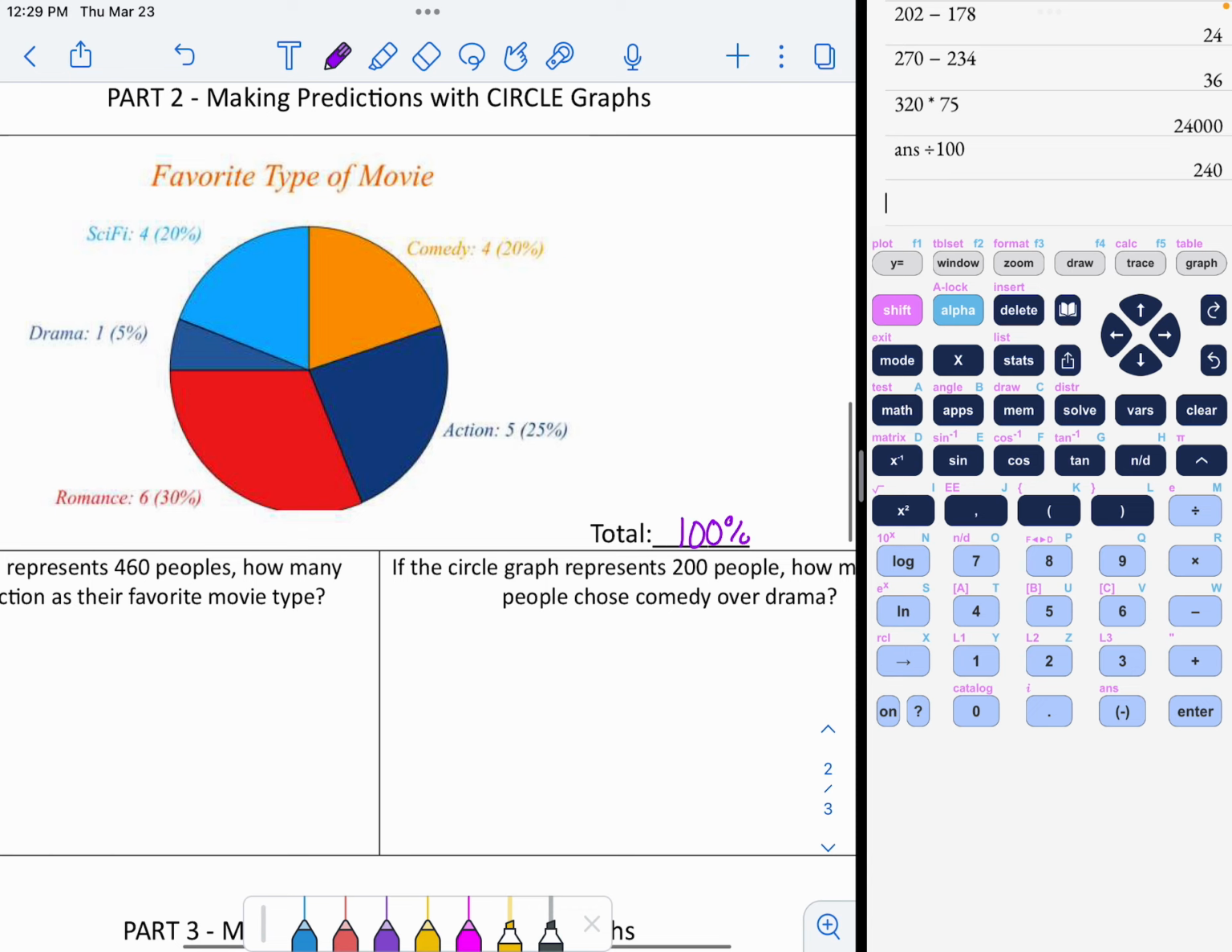Like if you add them up, take a look. If I do 20% plus 20% plus 25% plus 30% plus 5%, and I'm getting those from here, here, here, here, and here, that's 100%. Or you could just do how many people they asked. So 4, 4, 5, 6, and 1. So they asked 20 people, and that represents 100% total.